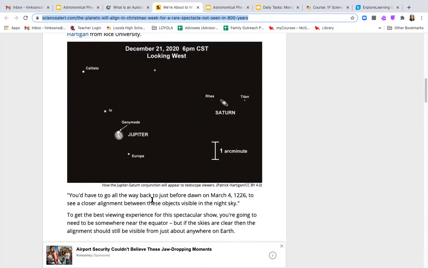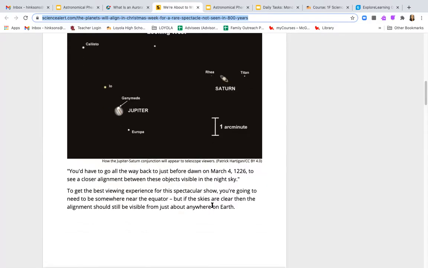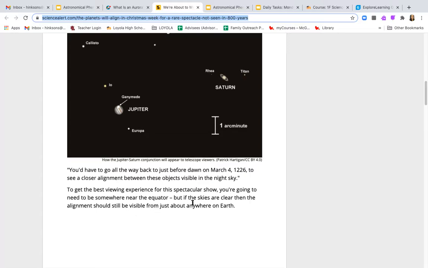You'd have to go all the way back to just before dawn on March 4th, 1226 to see a closer alignment between these objects visible in the night sky. To get the best viewing experience for this spectacular show, you're going to need to be somewhere near the equator. But if the skies are clear, then the alignment should be visible from just about anywhere on Earth.